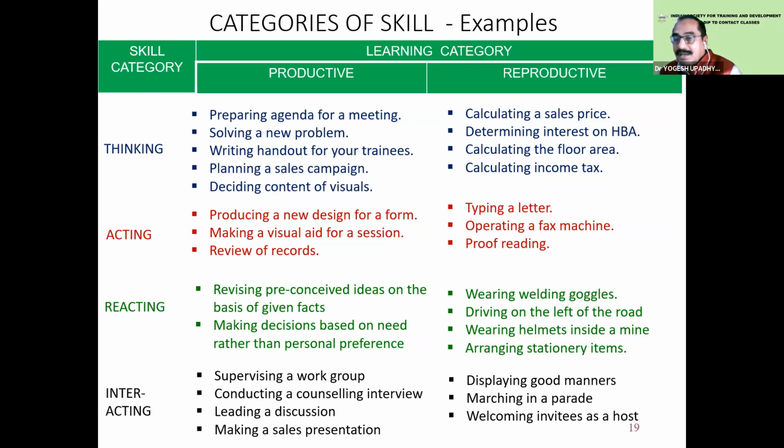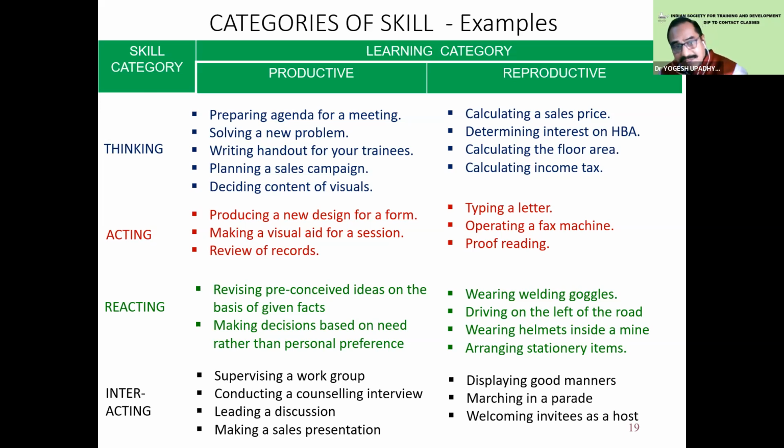But in drawing, you see creativity. The reproductive thing is whether you are doing it or I am doing it, it is the same way. You cannot modify the way of doing. You see this in reproductive: wearing of welding goggles, driving on the left side, wearing a helmet, displaying goods in the store, or welcoming an invitee as a host.